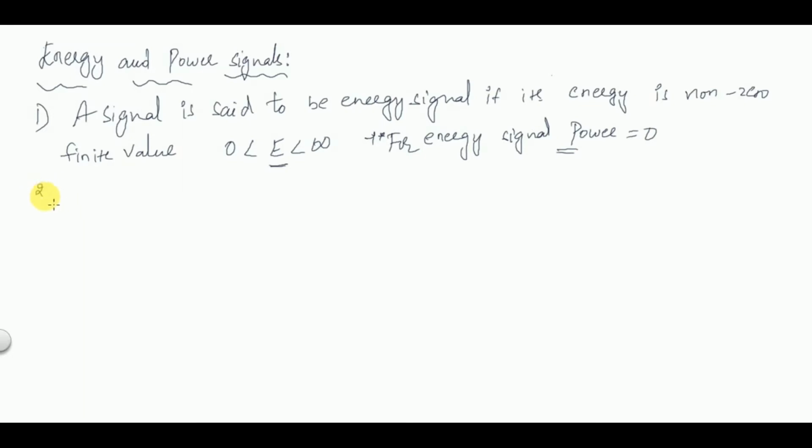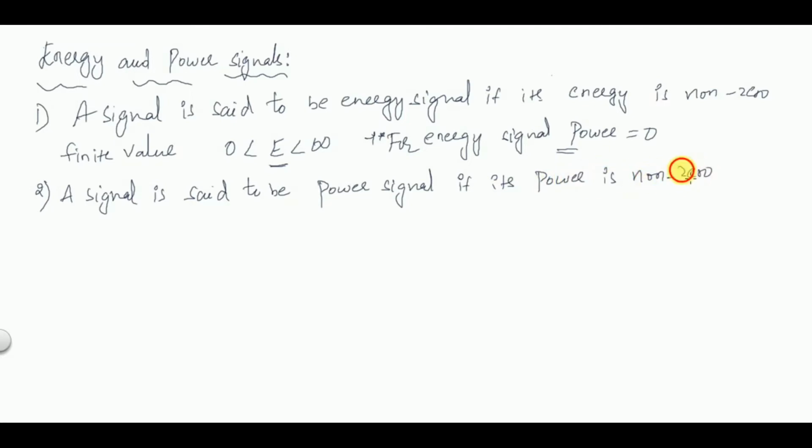Okay, second point, a signal is said to be a power signal if its power is a non-zero finite value. Non-zero finite value. Okay, so 0 less than P less than infinity. Same as energy signal: if the power is a non-zero finite value, then it is called a power signal. If the energy is a non-zero finite value, then it is called an energy signal.